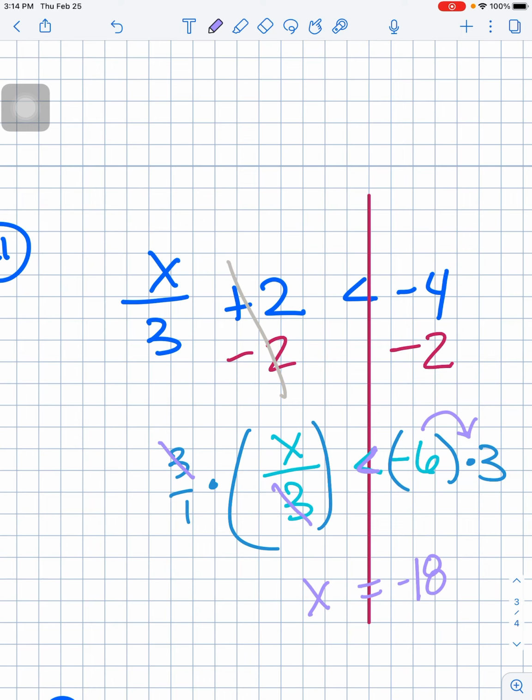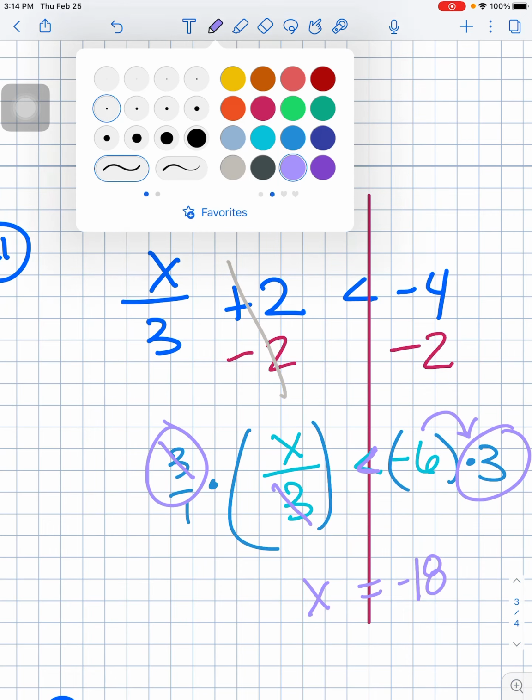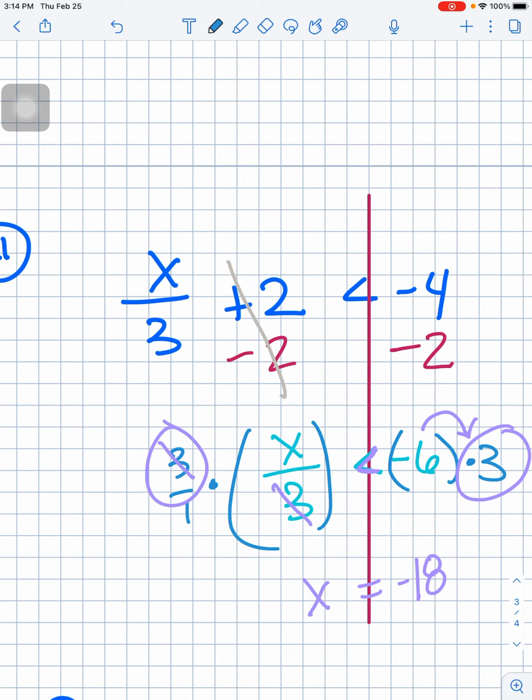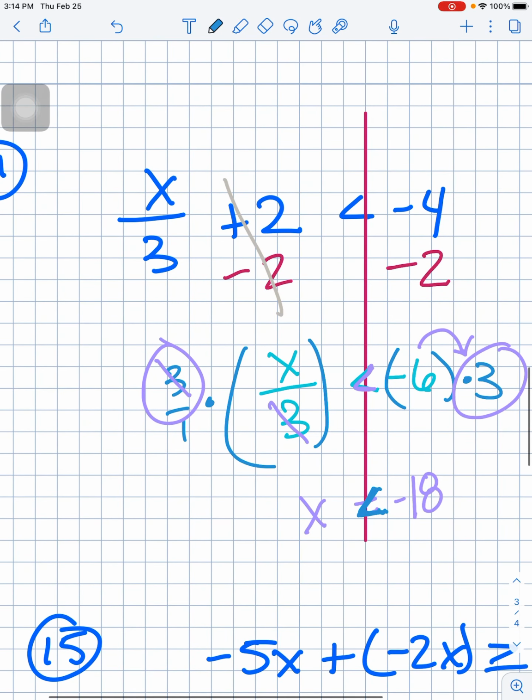So my question is, I did multiply, but did I multiply by a negative? My answer was negative, but I really multiplied by positive 3, right? I multiplied by positive 3. So in my final answer, it's going to stay the same. It's going to stay a less than because I multiplied by a positive number, not a negative number. So now that I have my answer, it's negative 18. I'm going to put that on a number line.